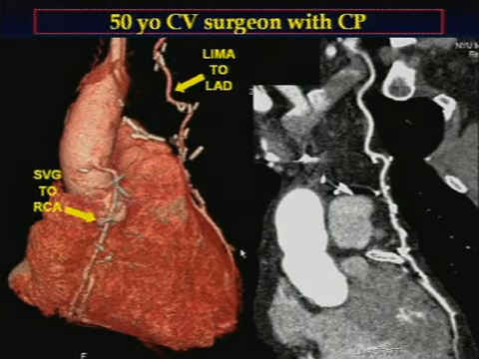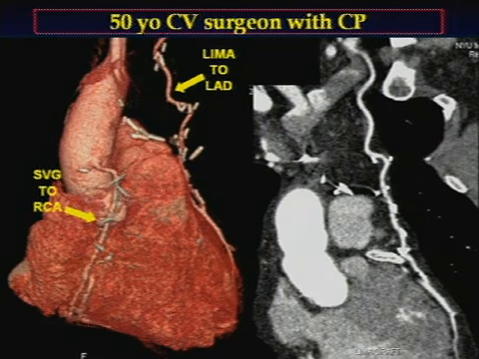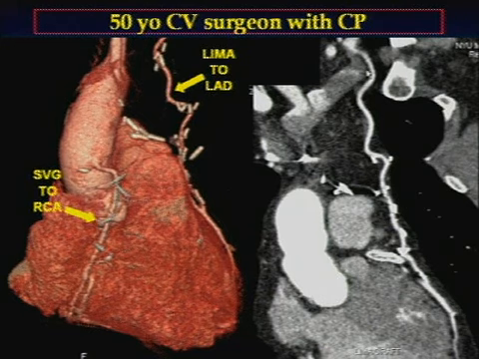This was a case I did a couple weeks ago. This is a 50-year-old cardiovascular surgeon who came in with chest pain. He had had bypass grafts placed. You can see there's a saphenous graft to the right coronary artery, a LIMA graft to the LAD. You can see the curved reconstruction allows you to see the anastomosis of the LIMA graft very well.